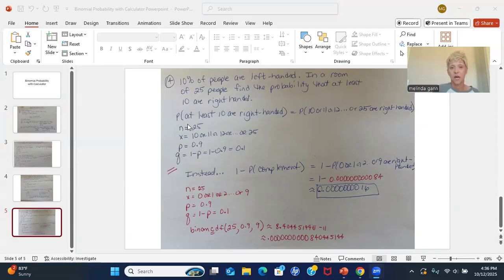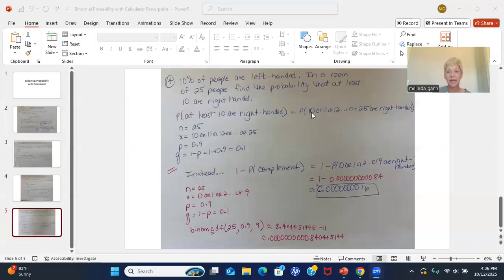So my total, there's my X, and my category is right-handed, so P has got to be the chance of being right-handed. That's why P is 0.9, and Q is 1 minus that, 0.1. Now remember what my option is. I've got a problem. I can't use the P key just one time because I've got a bunch of numbers. I can't use the C key because my list doesn't start with 0. So again, I've got 2 choices.